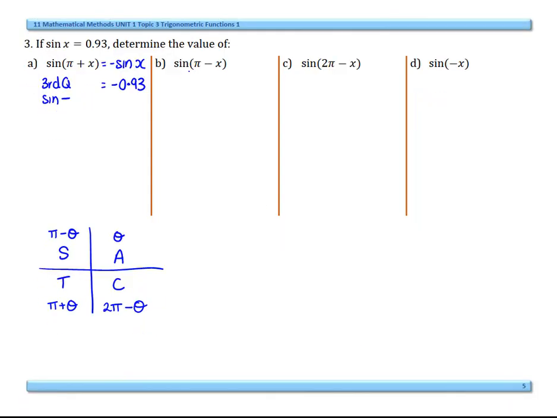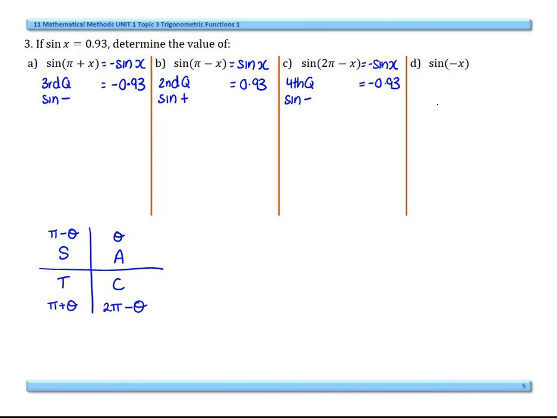In the next one, we've got pi minus x. So we're in the second quadrant where sine is positive. So we can rewrite that as just sine of x, which is 0.93. The next one, 2 pi minus x, we're in our fourth quadrant. Sine is negative, so this is negative sine of x, which is negative 0.93.